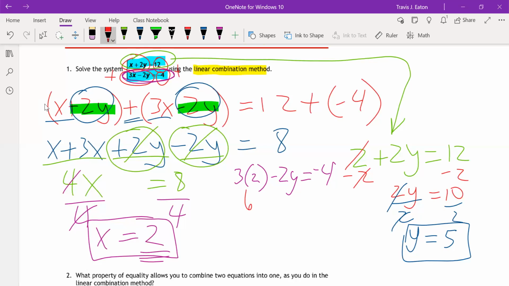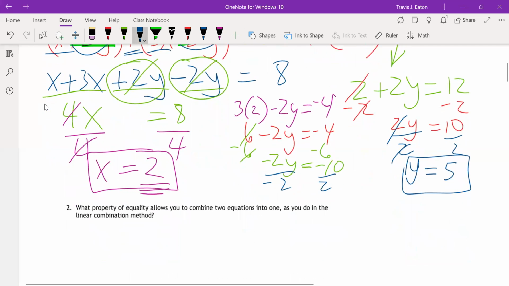3 times 2 is 6, minus 2y equals negative 4. I need to subtract 6 from both sides. 6 minus 6, that's 0. So I get negative 2y equals negative 4 minus 6, which is negative 10. Divide both sides by negative 2.